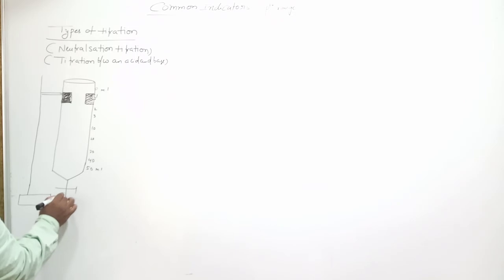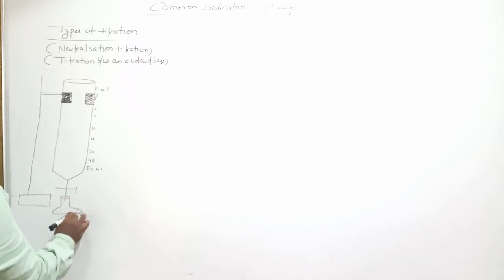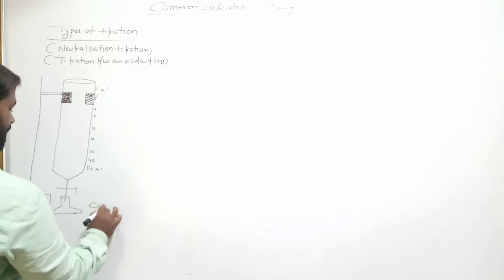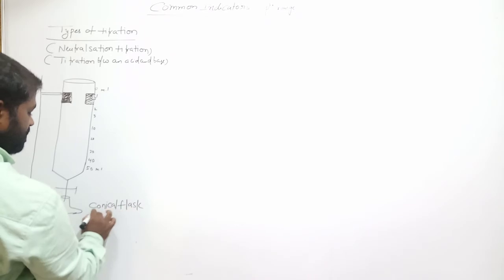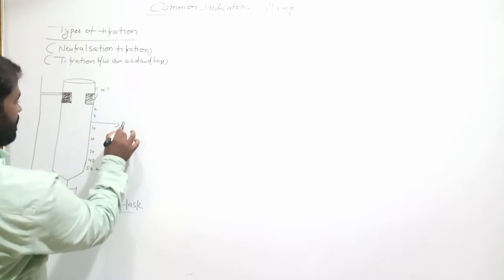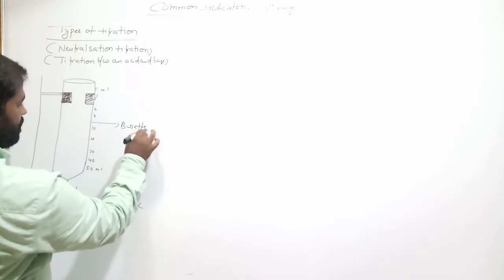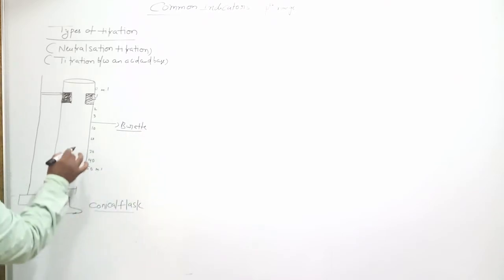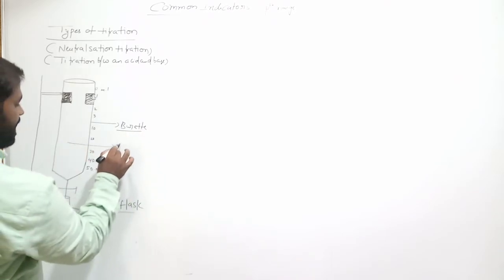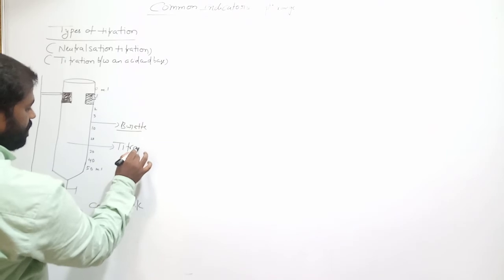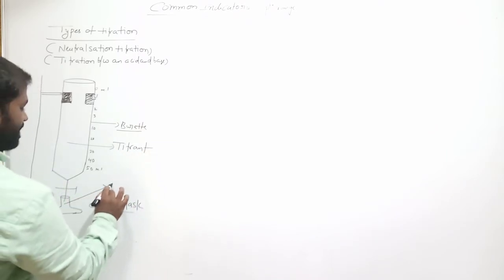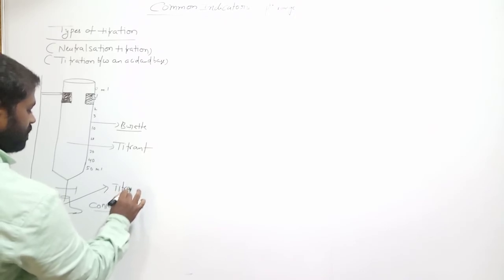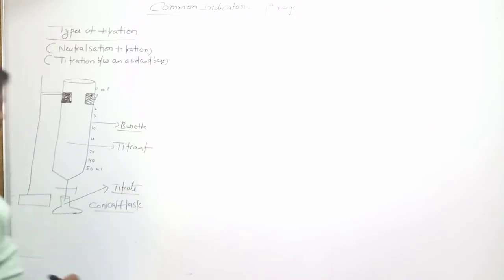Now this is the conical flask. And this one is the burette. Now the solution which is in the burette is the titrant. The solution which is in the conical flask is called the titrate. Okay, clear?